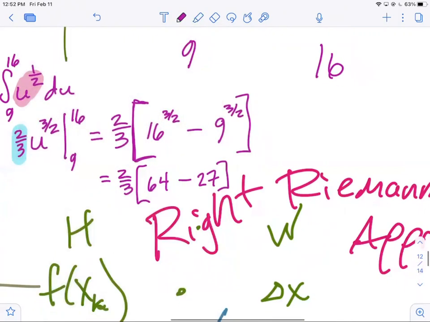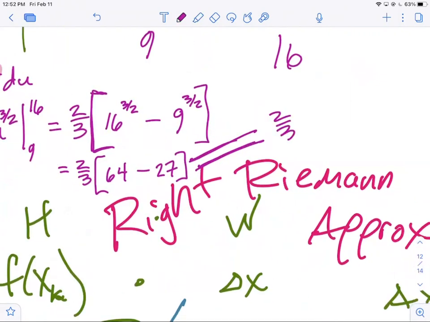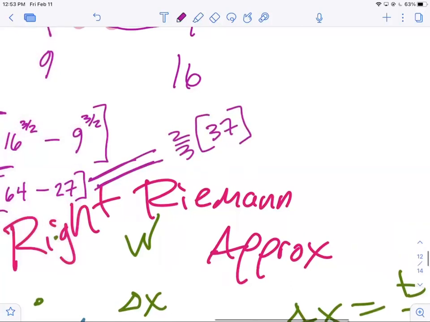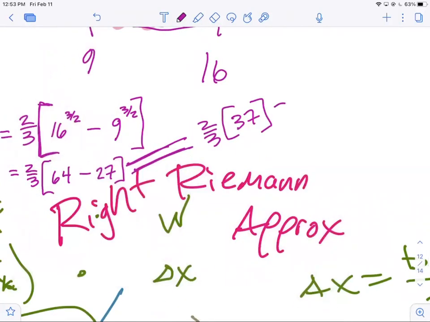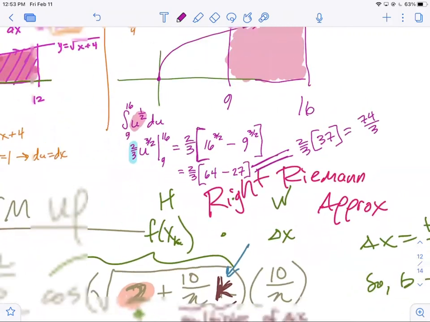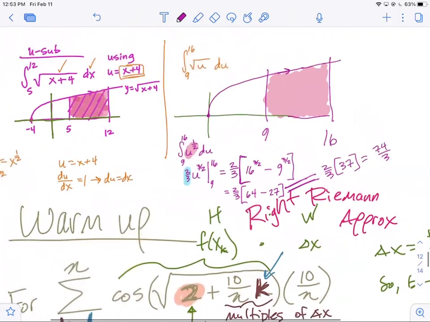And yeah, I'm running out of room. I'll just come up here. Long equal sign. 2/3 times, what is this going to give me? 37. And now 37 divided by 3. Go small before we go big. Now it doesn't go in. But it does multiply by 2, right? 74 thirds. Wow, that is the value of both of those regions.